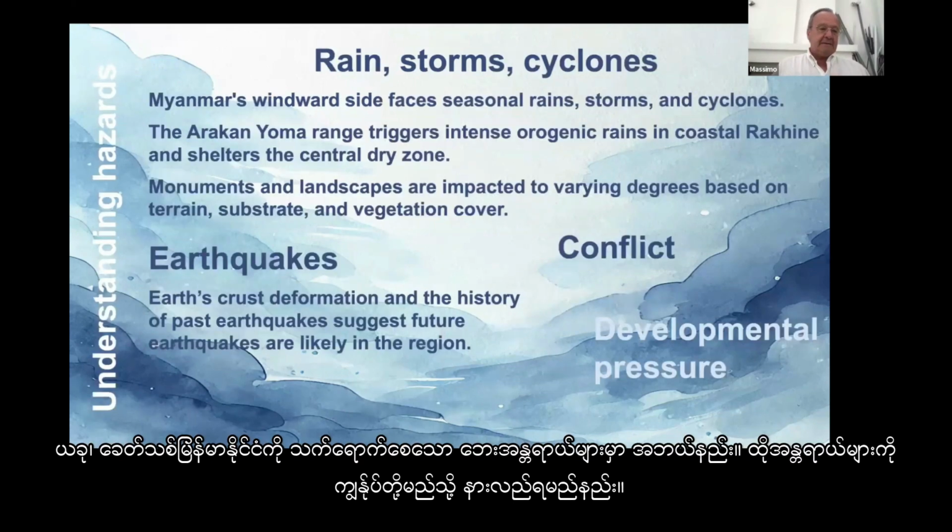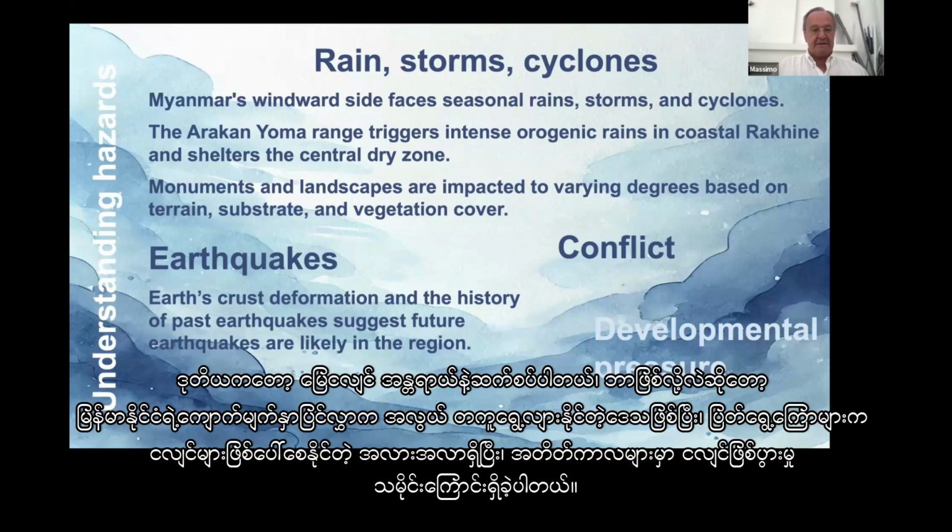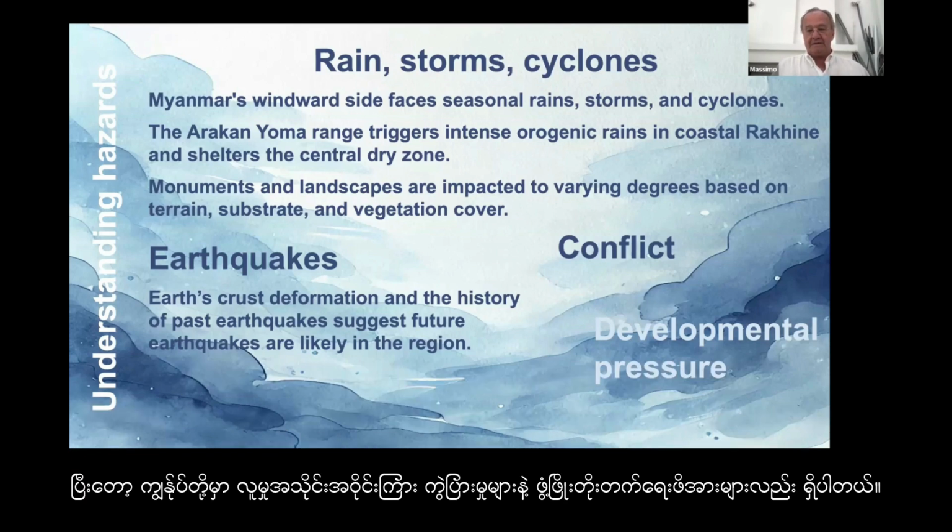Now, what are the hazards that impact modern Myanmar? So, how do we understand the hazard? Well, we have climatic types of hazard, which means seasonal rain, storms that hit episodically, and eventually cyclones, especially on the windward side of Myanmar. Second major hazard relates to earthquakes, because the crust of Myanmar is a mobile area, and faults are potentially generating earthquakes, and there has been a history of earthquakes. And we have conflict among different parts of the society and developmental pressure.